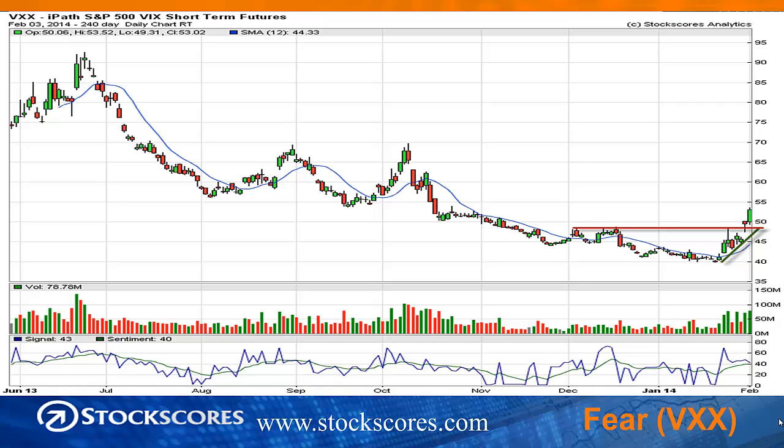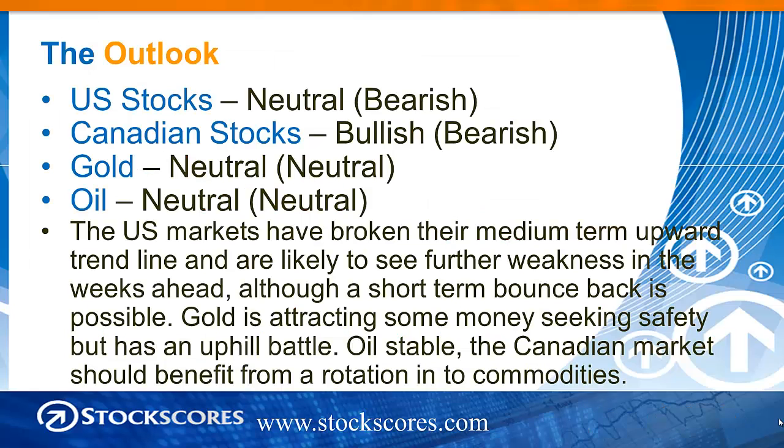The VIX had a big jump today with a 300 plus point drop on the Dow. That's to be expected, and it does look like fear is picking up with the options premium in the futures for the S&P 500. So these are signs that investors are getting nervous, and that coincides with that break of the upward trend line on the overall market.